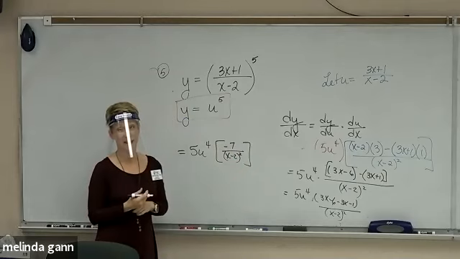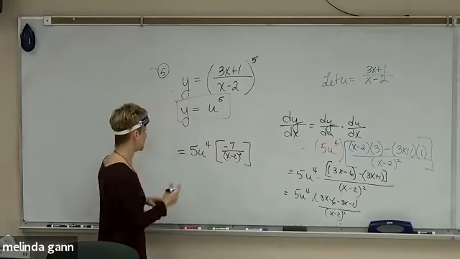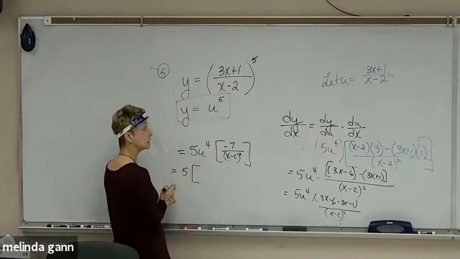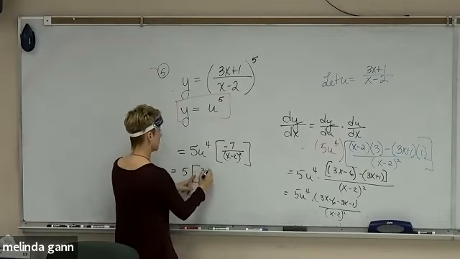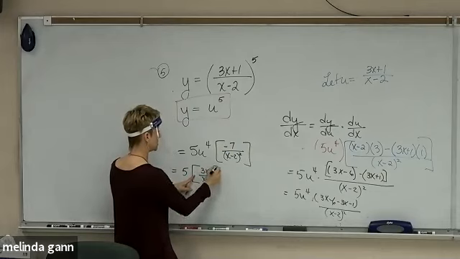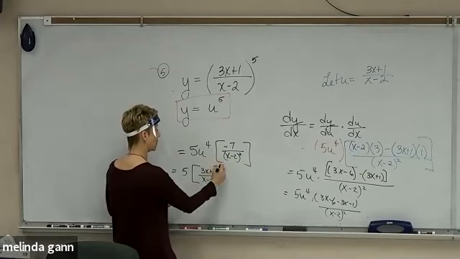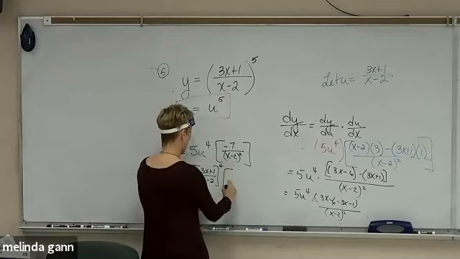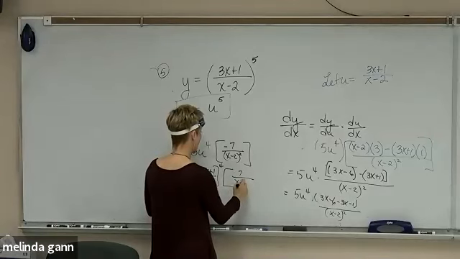Now what's my last step? To substitute back. What was u really? It was 3x plus 1 over x what? Minus 2. But that whole thing's to the what power? The 4th. And then I've got a 7 over an x minus 2 squared.